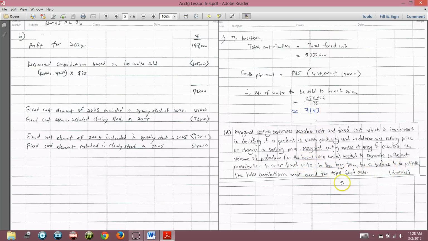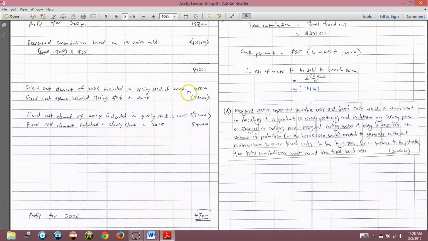In the long term, for a business to be profitable, the total contribution must exceed the total fixed cost. So this is one of the ways that I answer the question. For students who want to analyze all this slowly on your own, you can take a screenshot of this or copy it down. Then you can slowly analyze the difference in opening and closing stock to get this figure. Since the question only gives 4 marks, you can actually explain this in a one-line figure, like what I explained to you just now.